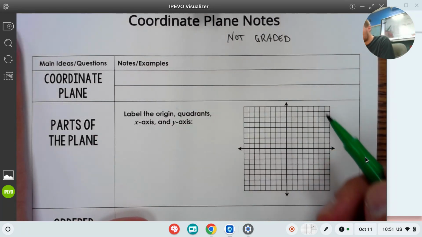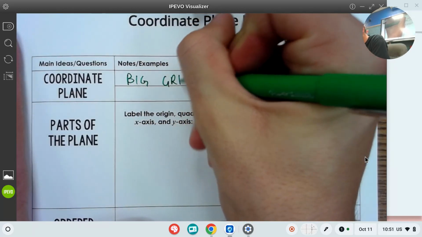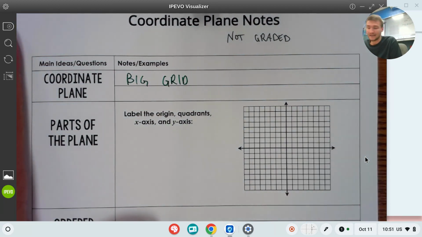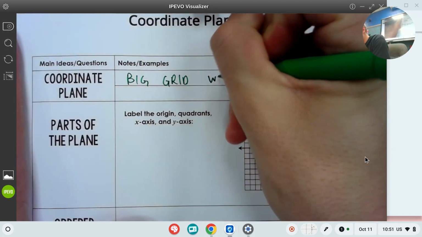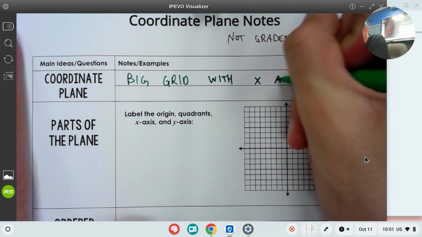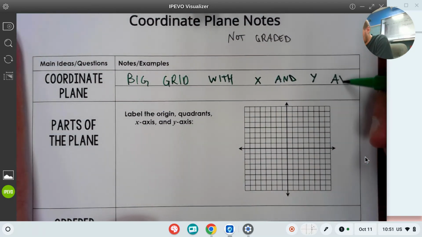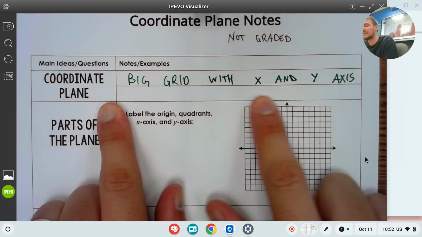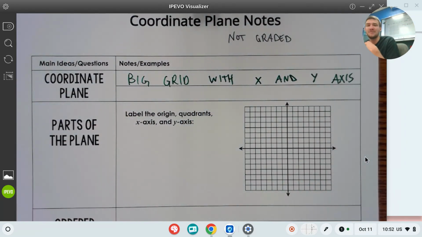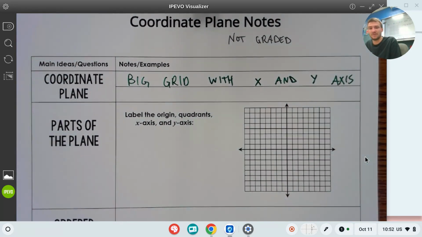A coordinate plane, right? Don't overthink this. This is just a big grid, right? This coordinate plane is just a big grid with X and Y axis. Now, there's a lot more picky, very mathy ways to say this, but here we go. The very first day of the unit, a very good thing to write with me, right? We are 7 words in so far, and 2 of them are just single letters. So hopefully your paper looks just like mine.